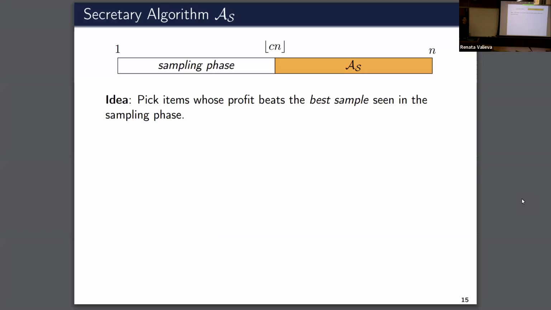Does anyone not know the secretary algorithm? I can pick on people for some questions. Do you already know the secretary algorithm?